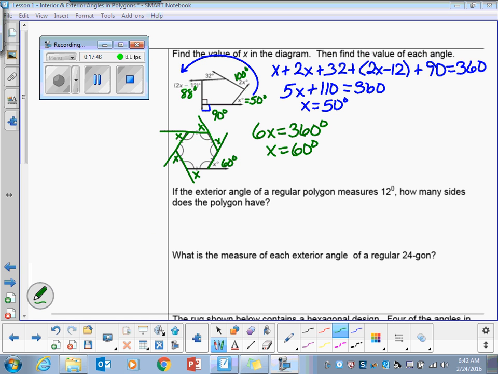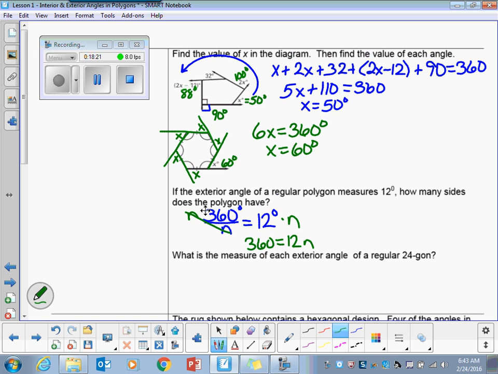If the exterior angle of a regular polygon measures 12 degrees, how many sides does the polygon have? So we're going backwards, right? We know that the sum will equal 360. Divide that by the number of sides, and it has to equal 12 degrees. Okay, so a little algebra. Multiply both sides by n. 360 equals 12n. Divide both sides by 12, and you have 30 sides.